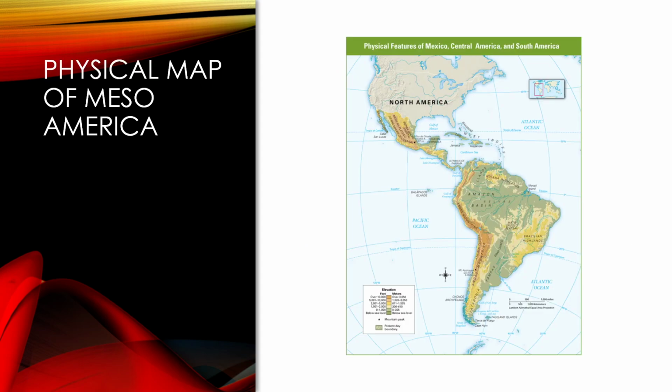So this is a map of Mesoamerica. Hopefully you can all see my mouse up here. We would start up here in Mexico. You can see Mexico is rather mountainous, or high elevations. Then we progress further down until we reach Central America, the Yucatan Peninsula.